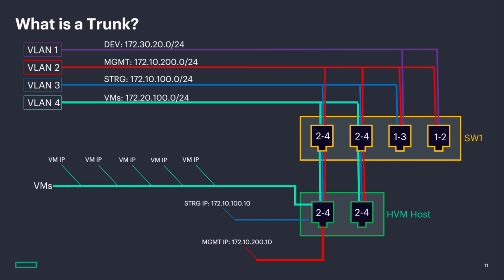Most modern switches allow for you to specify at the port level on the switch what VLANs are allowed to communicate across that port. This can be a single VLAN, all VLANs, or any specific subset of VLANs that you desire.